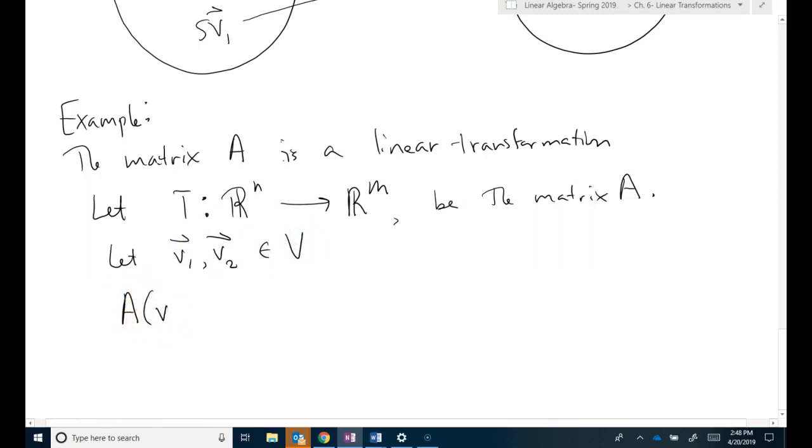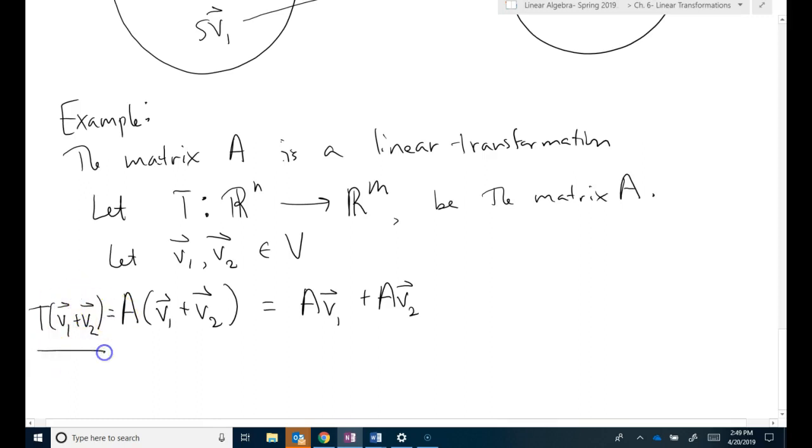A, the matrix A, times V1 plus V2 is going to equal AV1 plus AV2. All right? And by the way, this is T of V1 plus V2. That's how we write it. The transformation means that I act upon V1 plus V2 with A. Then, utilizing just rules of matrix multiplication and addition, I get that back, and this is then equal to T of V1 plus T of V2. Check. That's closure under addition.